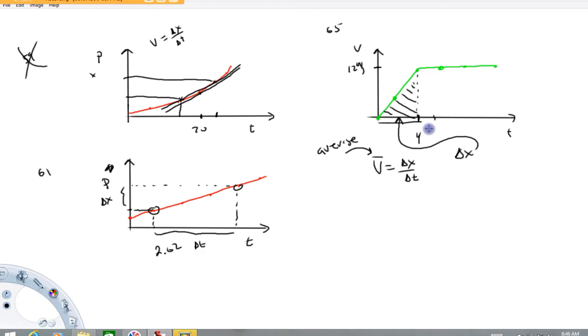Part C, what is the average acceleration between 0 and 4 seconds? So for part C, it says average acceleration. What is it? Well, remember how acceleration is calculated. Delta v over delta t, and it's important to recognize that's slope. Slope of a velocity graph. So you're looking for the slope of the line in this region.